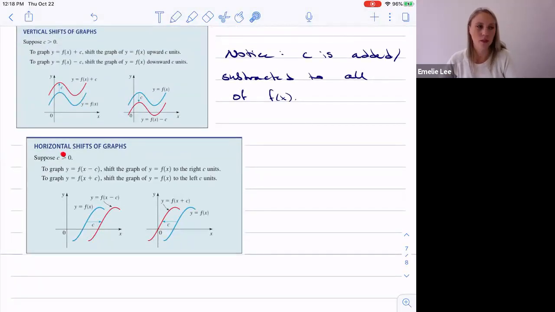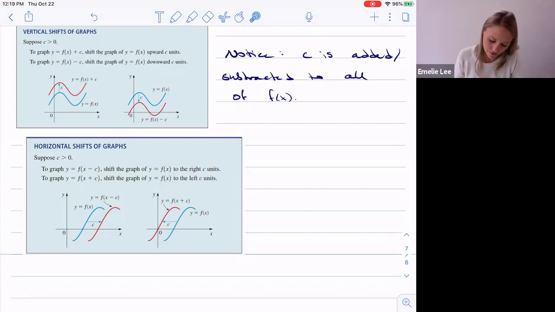The difference here with horizontal shifts is, again, we're establishing that c has to be positive, otherwise it makes things messy. But if we have a graph of y equals f of x minus c, so now I'm subtracting c from each x, intuitively I would want to move it to the left c units, but it actually moves it to the right c units. This is the part that I find counterintuitive. Same thing with f of x plus c on the x: it actually shifts it to the left c units. So you have to keep track of that, right? But as long as you have these little blurbs handy, then you're fine.